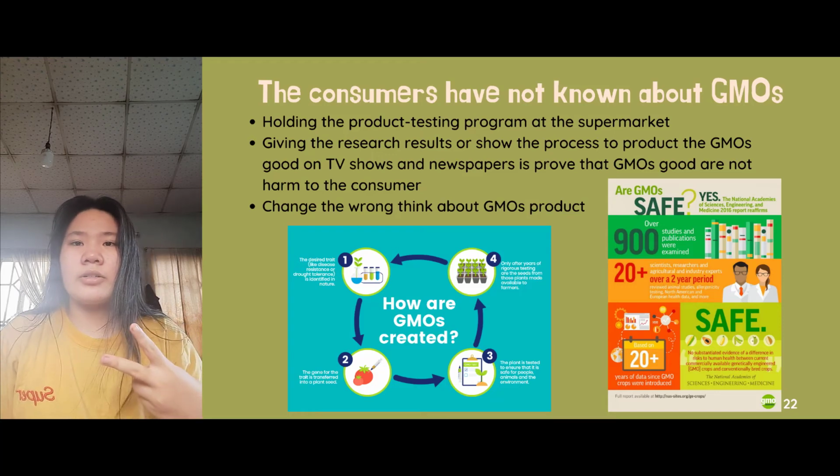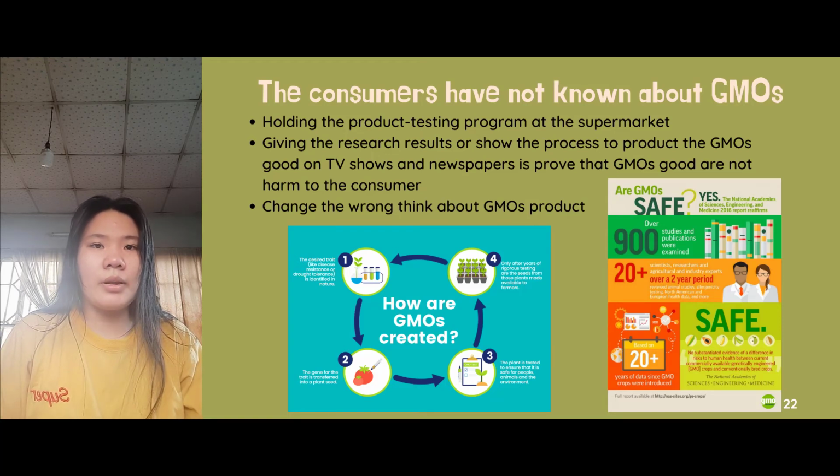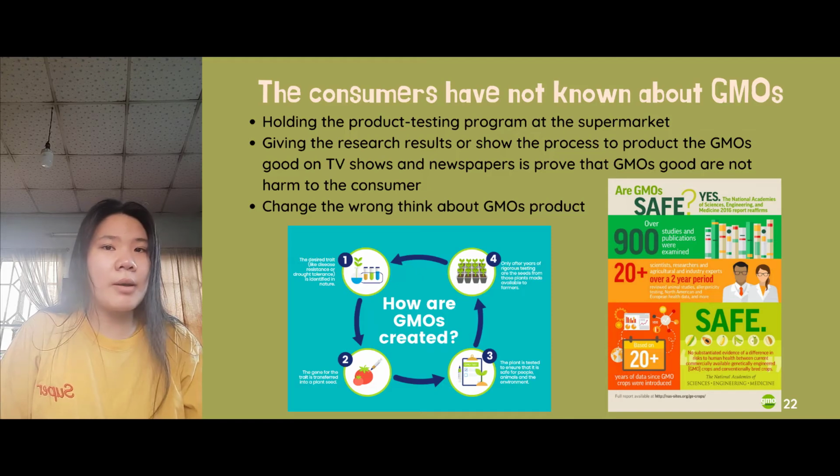Then is the second target customer, the older people and the people who don't know about GMO. Because they don't know anything about GMO, we have to improve the awareness of GMO products by marketing with many billboards. Next is giving the research results and showing the process to produce GMO goods on TV shows and newspapers to change the wrong thinking about GMO products. Finally, holding a product testing program in the supermarket, because supermarket is where people come to buy food. It makes customers easily try GMO products.